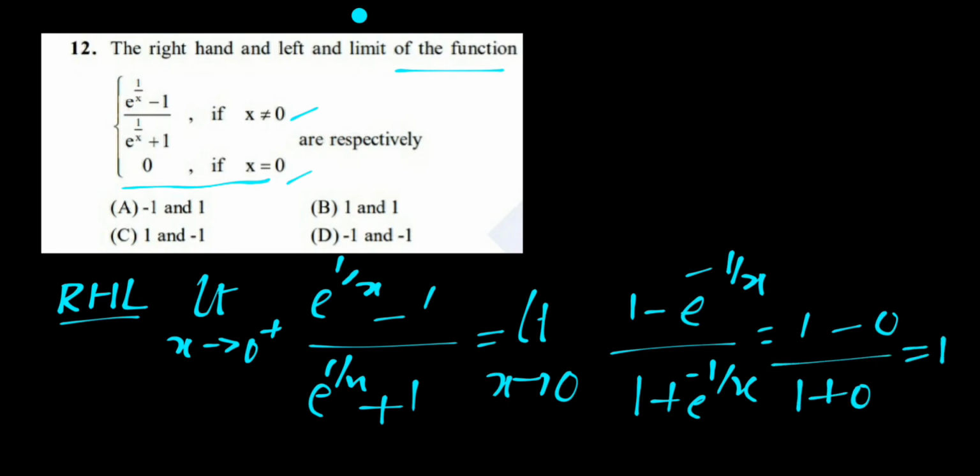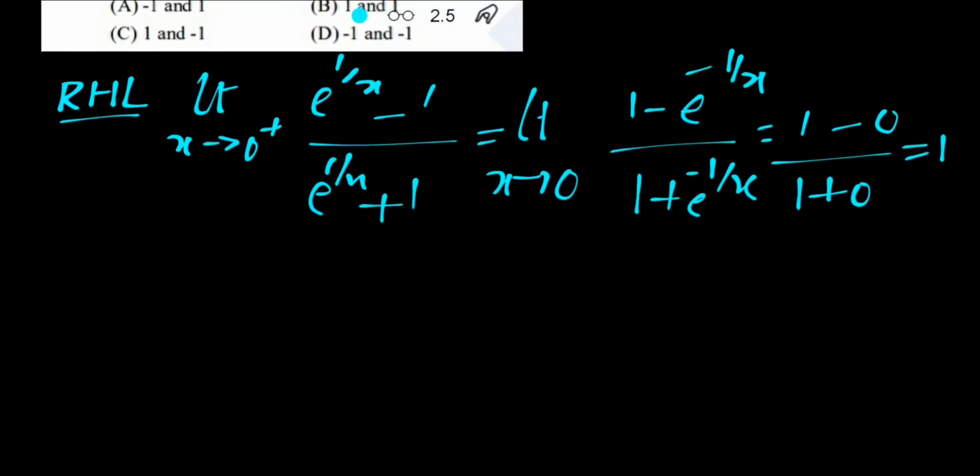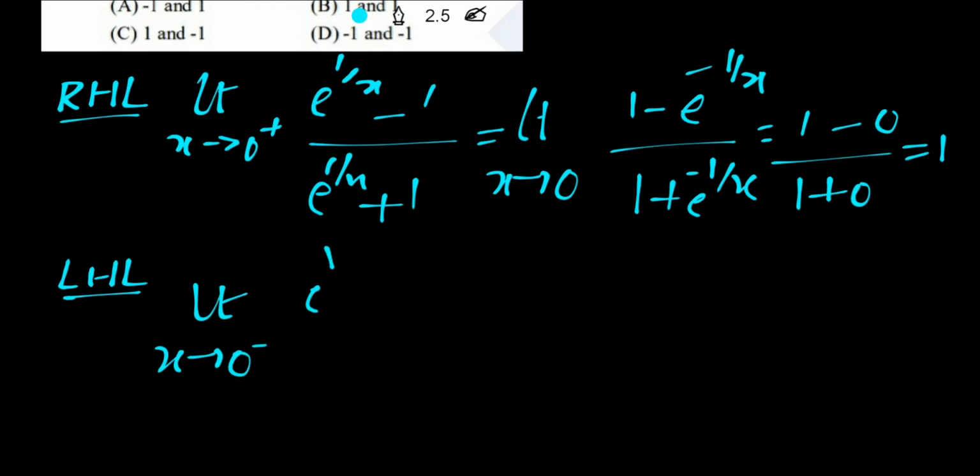Next, in a similar way, we have to find the left hand limit. Left hand limit: limit x tends to 0 minus of the same function, e power 1 by x minus 1 by e power 1 by x plus 1, which is equal to limit x tends to 0.